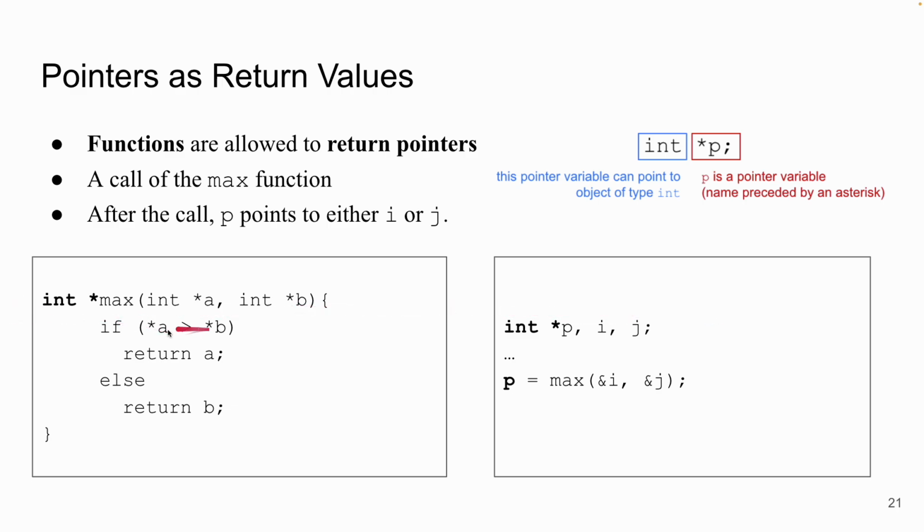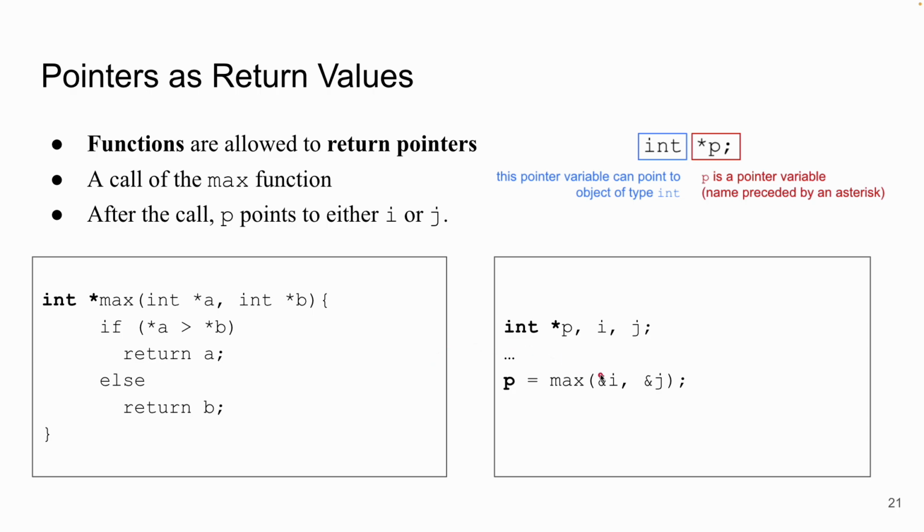You can see that inside the function body, we just compare star a with star b, and if star a is larger than star b, we return a itself, because what we want to return is the address pointing to the variable that has the larger number. So what we want to return is not the number itself. What I want to return through this max function is the address of the variable that has the larger number.